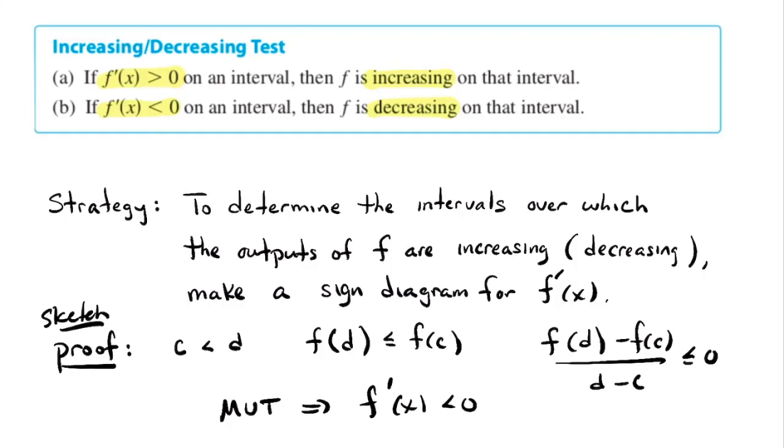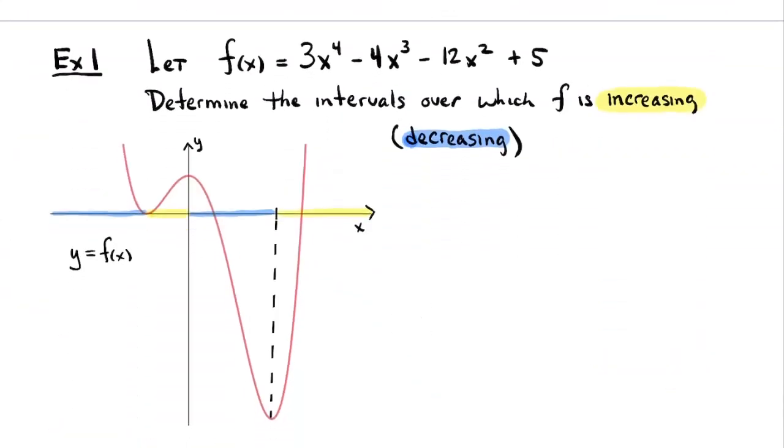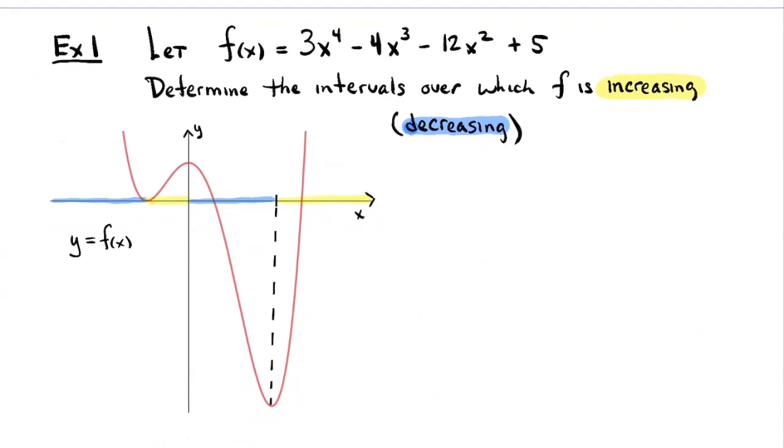Okay, let's look at an example. Brought that function back from the Desmos screen. Now you can see its formula. It's a fourth degree polynomial, 3x to the fourth minus 4x cubed minus 12x squared plus 5. And the question is, determine the intervals over which f is increasing and decreasing.